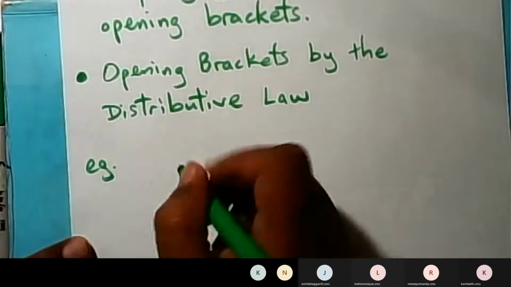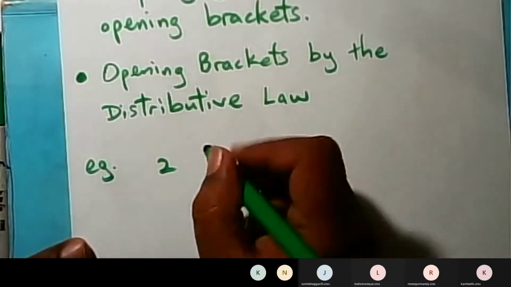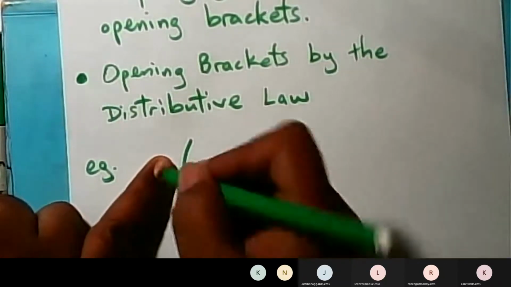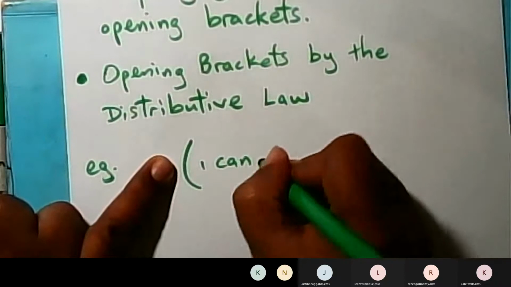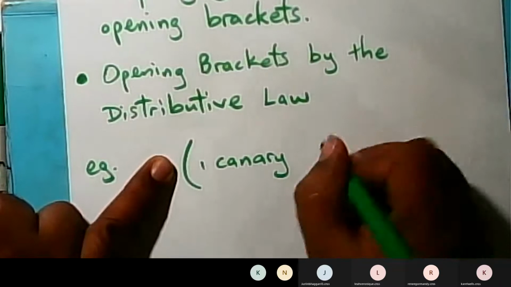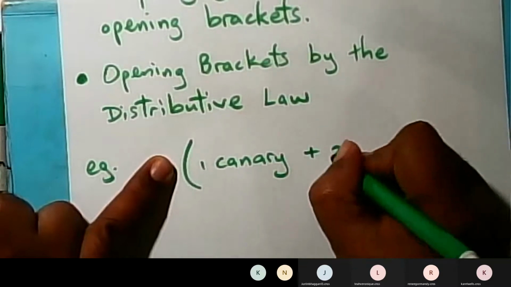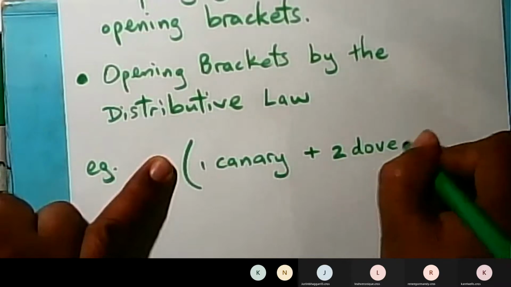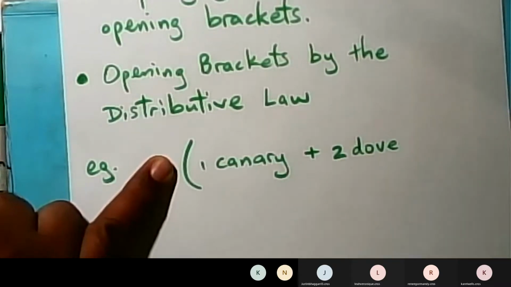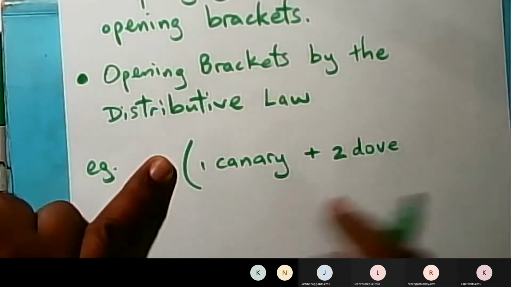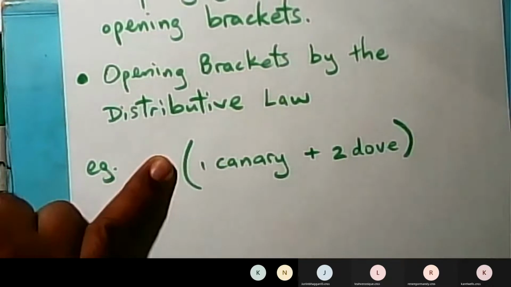I'll just give you an example here. I have a cage, a bird cage with one canary. You know what's a canary? It's a nice, pretty bird which does whistle real nice. All right. I have one canary and I have two doves. I'm talking like Trini, two dove. You know how in maths we don't bother to write the plural. One canary and two dove. Okay, so I have a cage which have one canary and two dove.